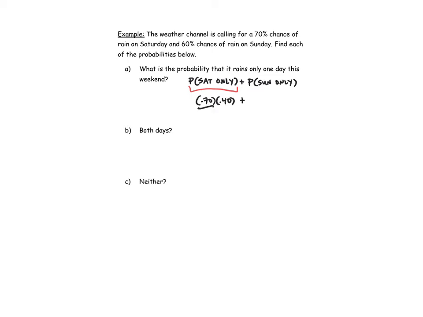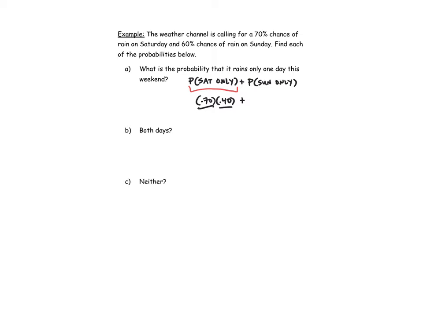Okay, so this is kind of like the multiplication principle. There's two events, Saturday, Sunday. There's two outcomes for each event. Okay, so rain Saturday is 70%. No rain Saturday is 30%. Rain Sunday is 60%. No rain Sunday is 40%.